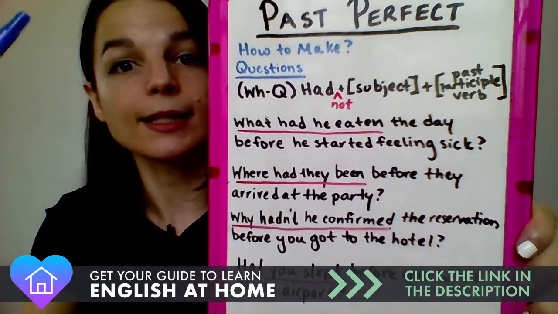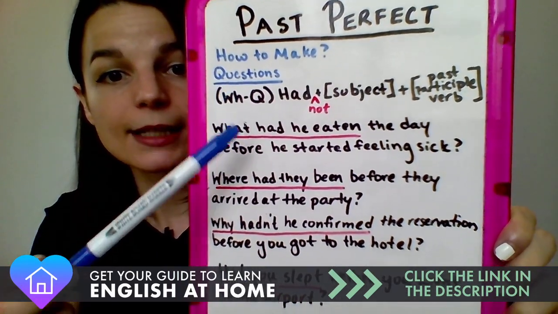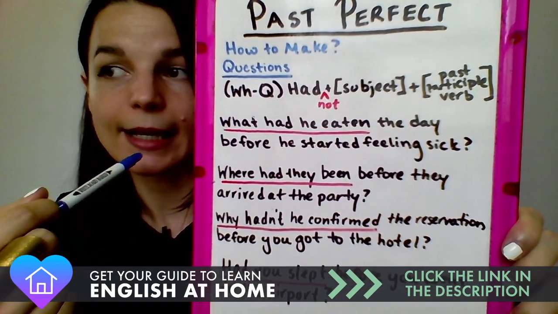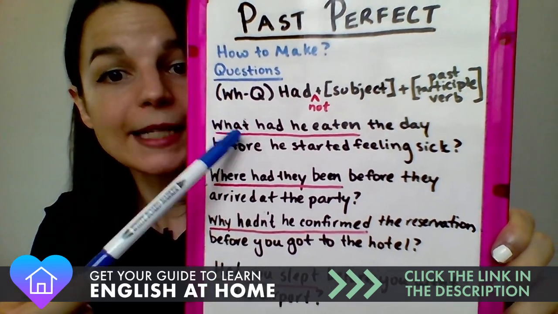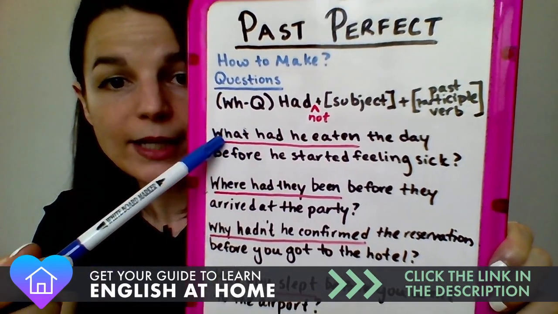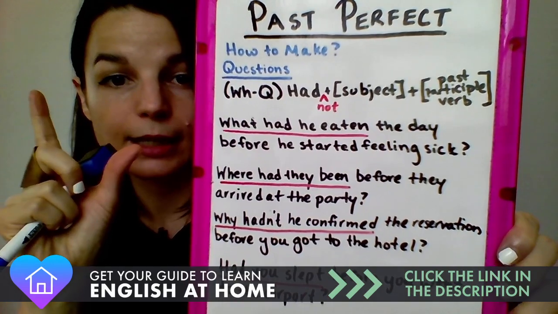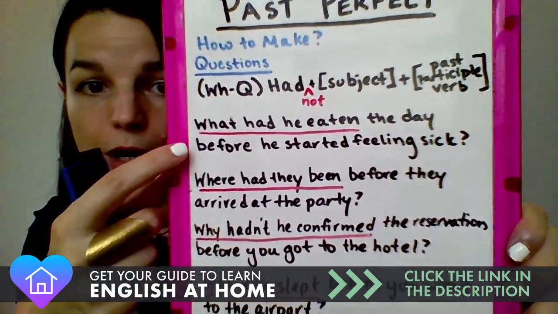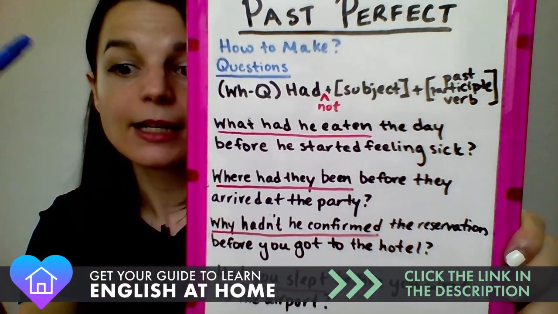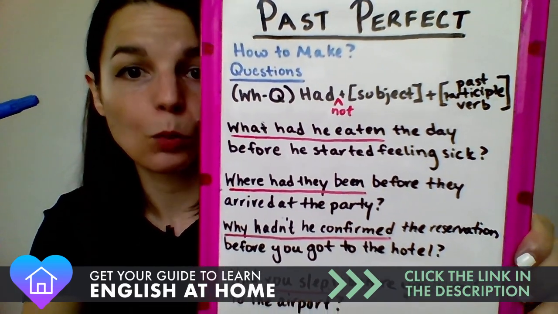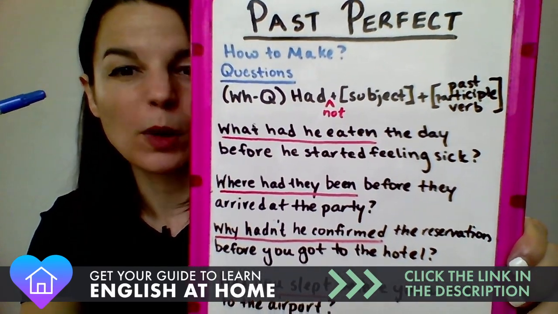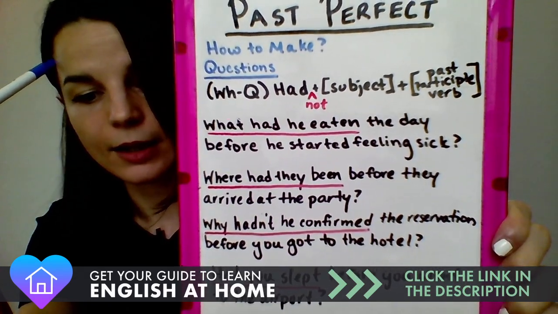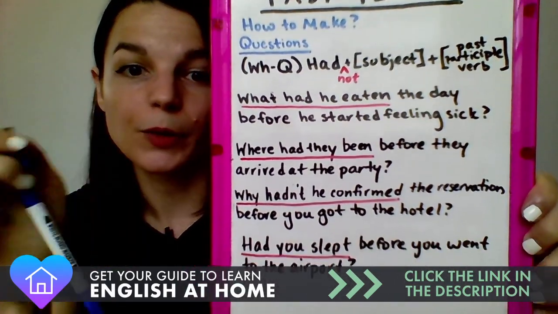Also, a pronunciation point about these questions. I just said it when I read the question. What had he eaten? We tend to reduce these had sounds after our question words. So what had sounds like what did. What had he eaten? What did he eat the day before he started feeling sick? So we tend to reduce those.